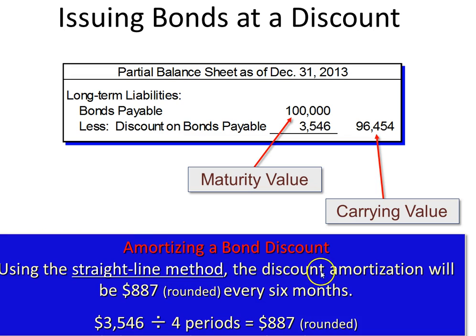So you're going to amortize this discount for every 6 months. So you're going to divide this by 4 periods, and here's what you come out with. If this was a 2-year bond, you've got 4 periods. If it's a 20-year bond, twice a year, it would be 40 periods. So you're going to divide that discount by the number of payment periods to get what you're going to amortize off every pay period.